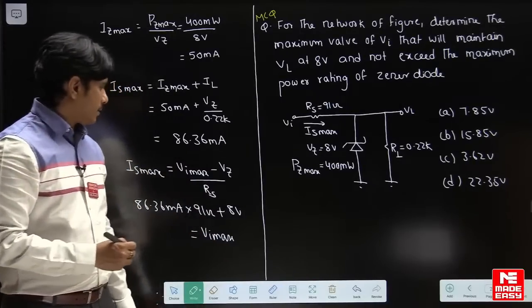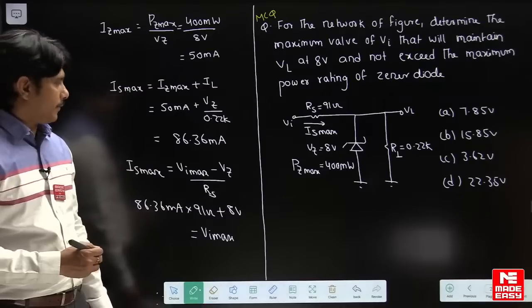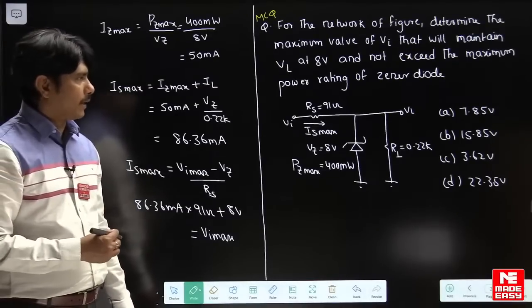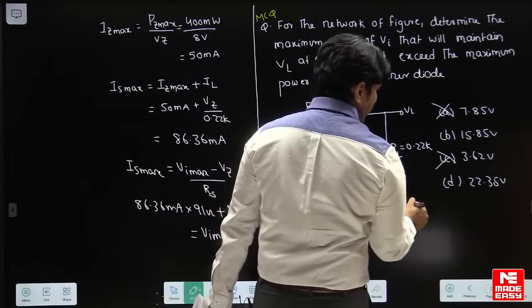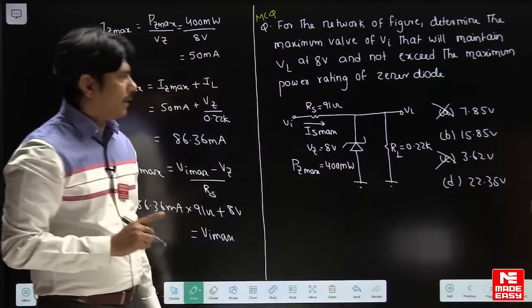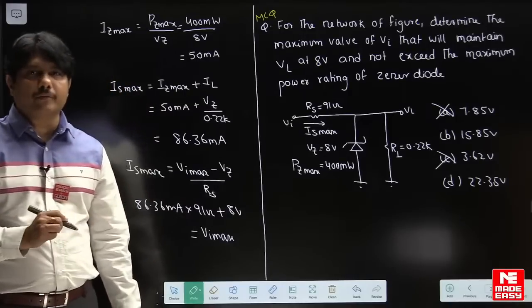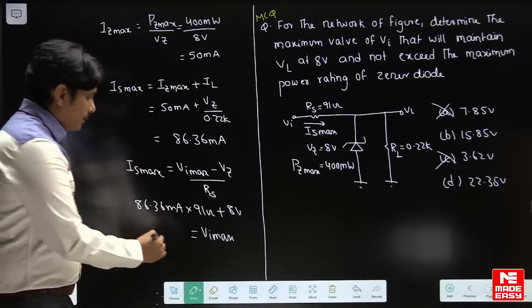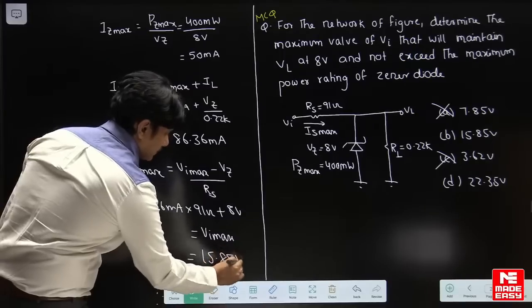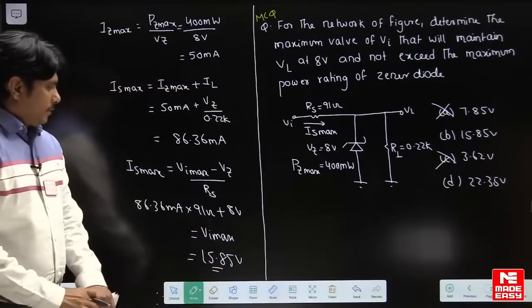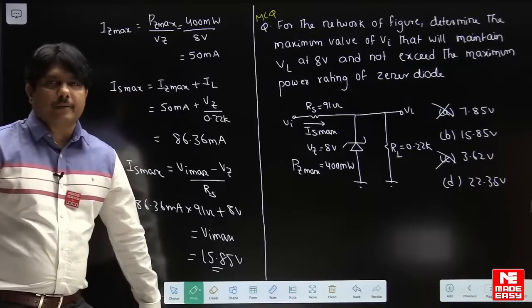So the answer cannot be 7.85, it is above 8 volts we are getting. So this answer is wrong. First of all, this is a wrong answer. It may be 15.85 or 22.35 volts that will be the correct answer. But if you solve it, you are getting 15.85 volts. So this is the answer we are expecting for this question.